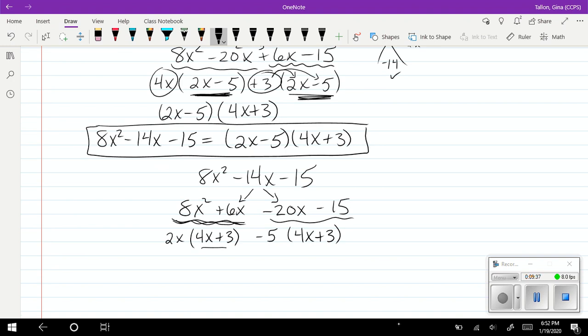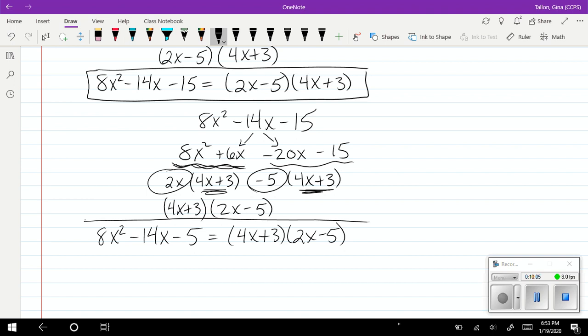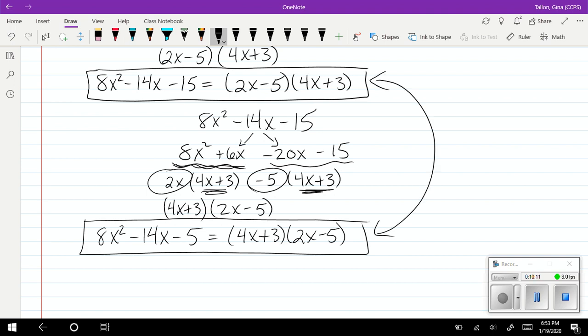I now take the 4x plus 3 that I see in both terms and I write it once, 4x plus 3. I create my other factor simply by grabbing this 2x minus 5, and I get the same factors I had before. Of course, I get them in reverse order, and that's okay. So 8x squared minus 14x minus 15 is indeed equal to 4x plus 3 multiplied by 2x minus 5. And that wraps up. These are absolutely identical to each other. They're in reverse order, but multiplication is commutative, so it doesn't matter if you're multiplying a times b or b times a, you get the same product.